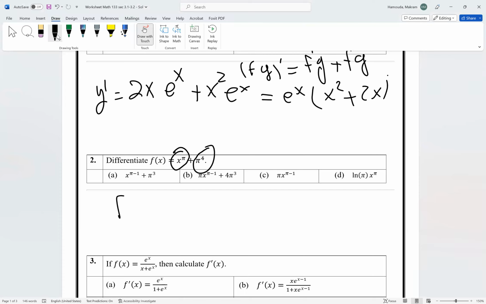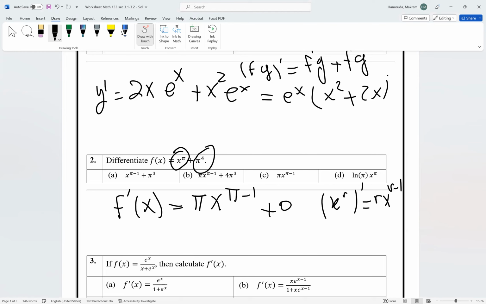So for f prime, be careful here, since there is no variable in the second one, the derivative is 0. For the first one, I will apply the rule of the derivative of x power r, which is equal to r x power r minus 1. So it is pi x power pi minus 1 plus 0. The answer clearly is C here, since we can forget this 0.